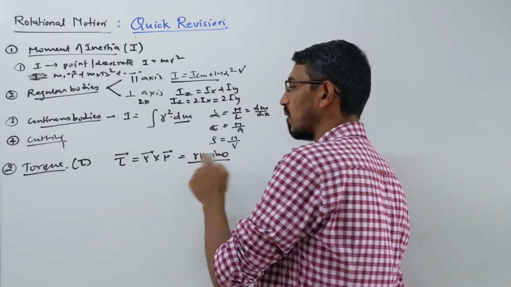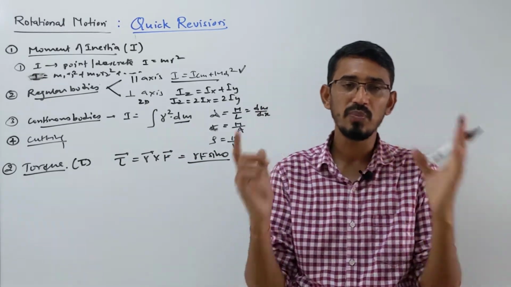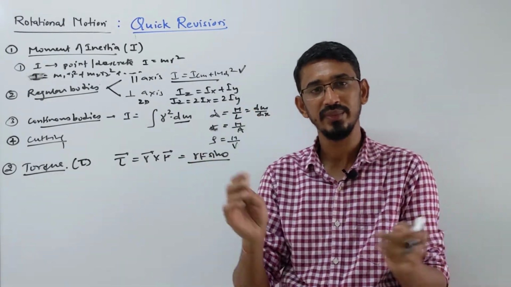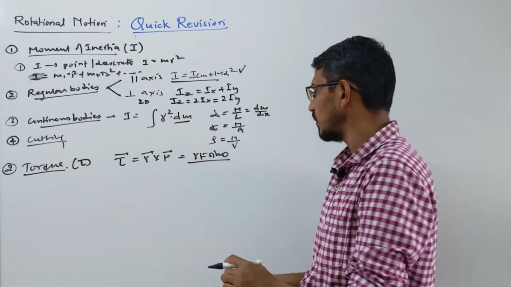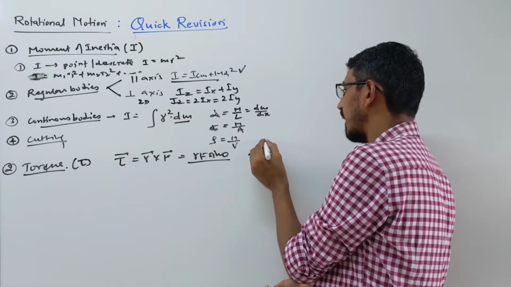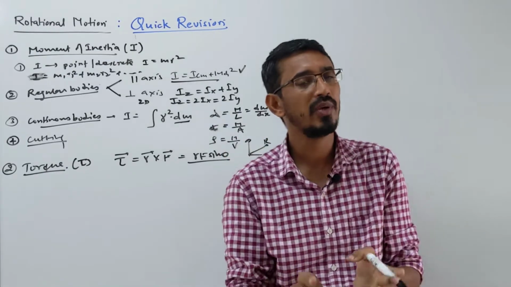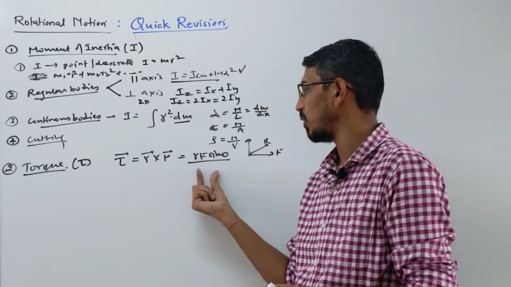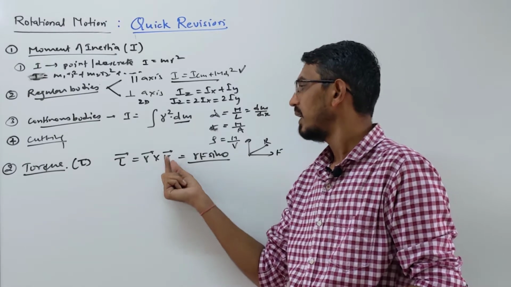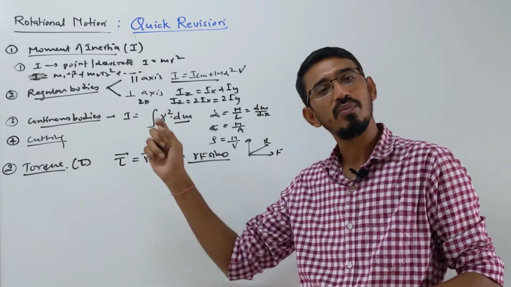Here r and F are always perpendicular to each other. If they are not perpendicular, you take the perpendicular component. Suppose force is here, you can take the component of r. R is here, force you can take perpendicular to R also. You can take the perpendicular component of force also. But these two things should always be perpendicular, R and F. Then torque becomes perpendicular to both of these.